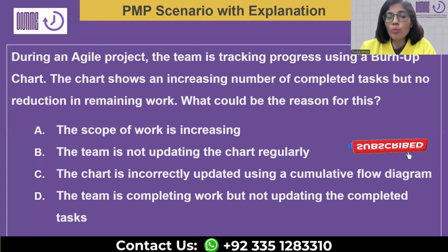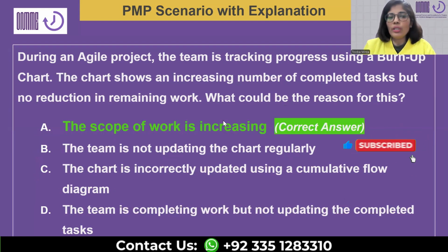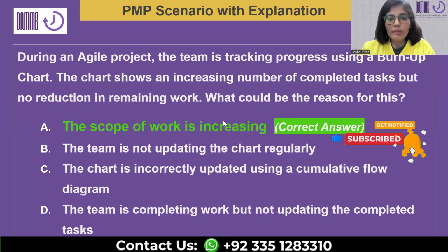Option A, the scope of work is increasing. Option B, the team is not updating the chart regularly. Option C, the chart is incorrectly updated using a cumulative flow diagram. And option D, the team is completing work but not updating the completed task. And the correct answer to this question is option A, the scope of work is increasing.